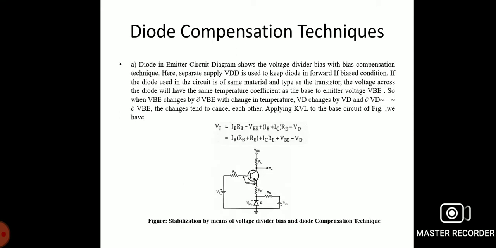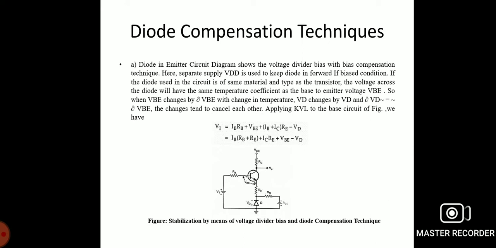Now let us move to the diode compensation technique. Here the diode in the emitter circuit diagram shows the voltage divider bias. With the bias compensation technique, a separate supply voltage, that is VDD, is used to keep the diode in forward biased condition. If the diode used in the circuit is of the same material and type as the transistor, the voltage across the diode will have the same temperature coefficient as the base to emitter voltage VBE.